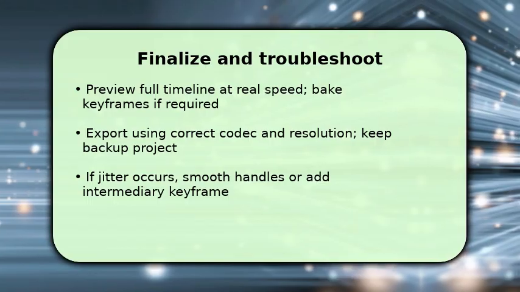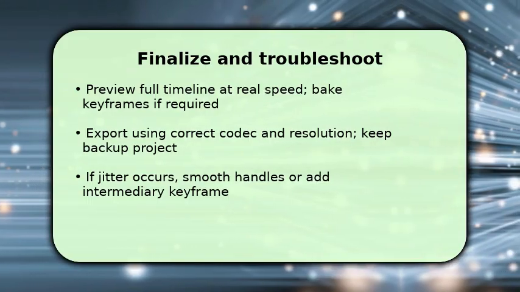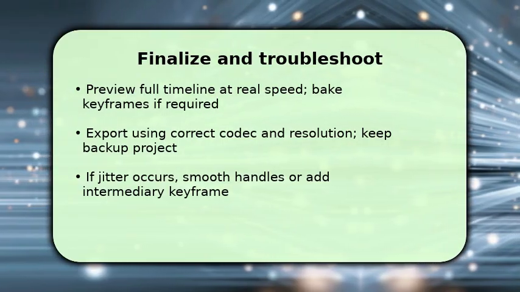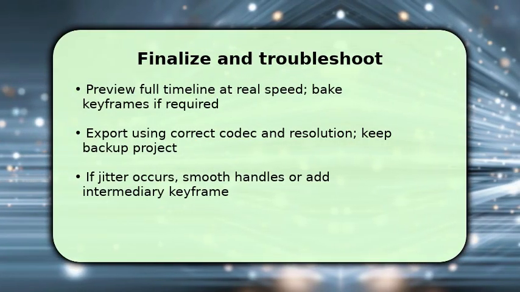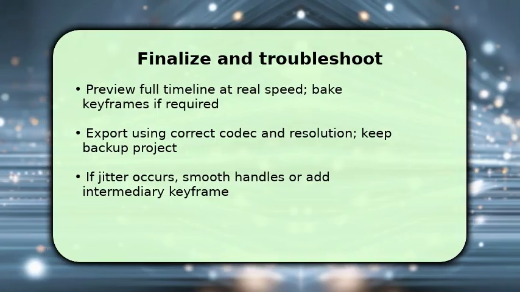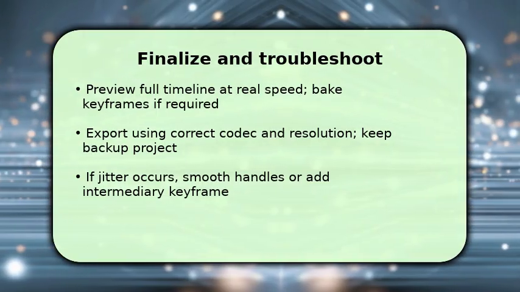If you see jitter or unexpected spikes, pause and smooth the Bezier handles or add an intermediary keyframe to remove sudden velocity changes. Finally, save a copy of the project. That backup saves hours if you need to revert or troubleshoot later.